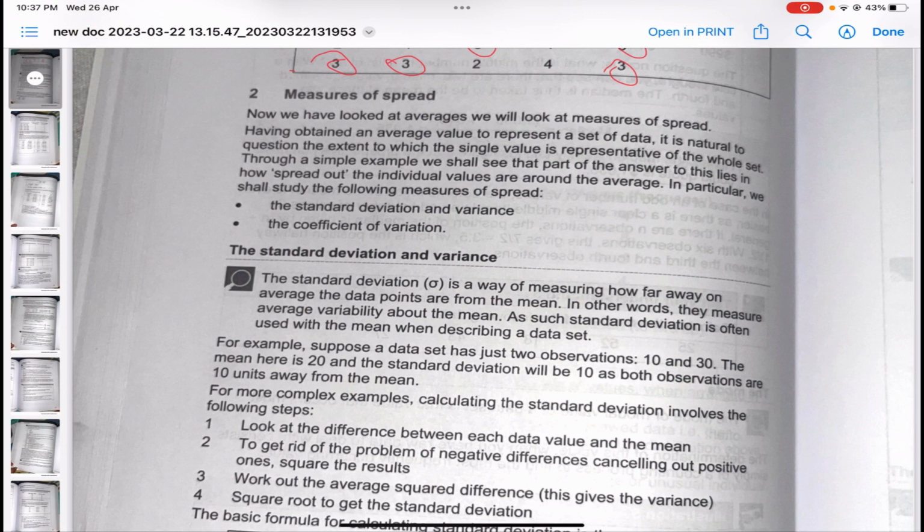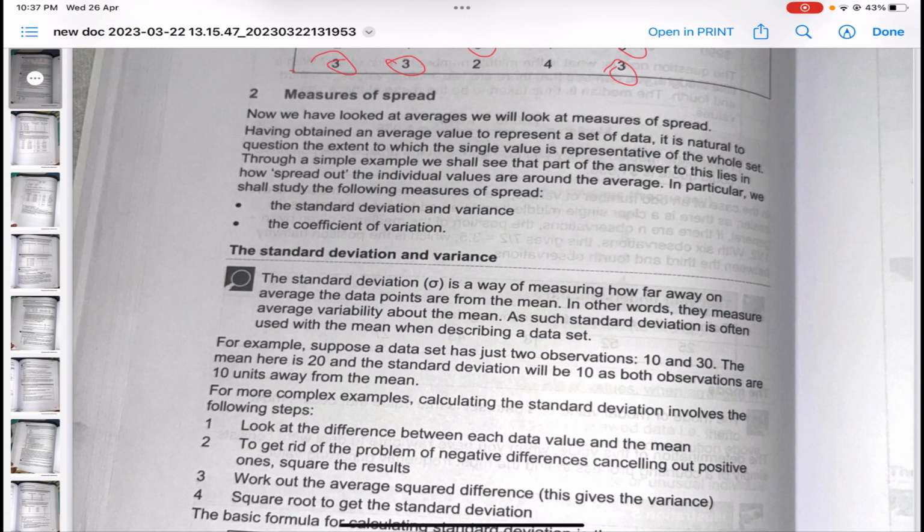Alright, now we'll come to a little bit advanced topic, which is the measures of spread. We have looked at averages. We will look at the measures of spread. Having obtained an average value to represent a set of data, it is natural to question the extent to which the single value is representative of the whole set. Through a simple example, we shall see the part of the answer to this lies in how spread out the individual values are around the average.